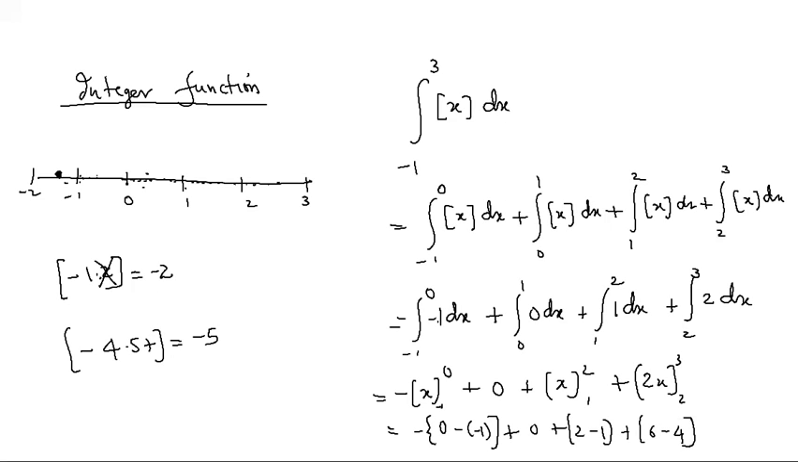Everybody understood now? All answers? Yes. So minus of minus 1 becomes 1. So the final answer: minus 1 plus 0, no need of writing, plus 1 plus 2. So the final answer is 2. Is it okay? Is it all right? So did you understand how to integrate an integer function? Yes, sir. Okay.